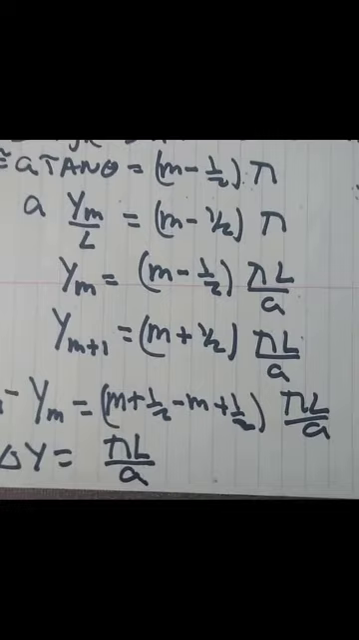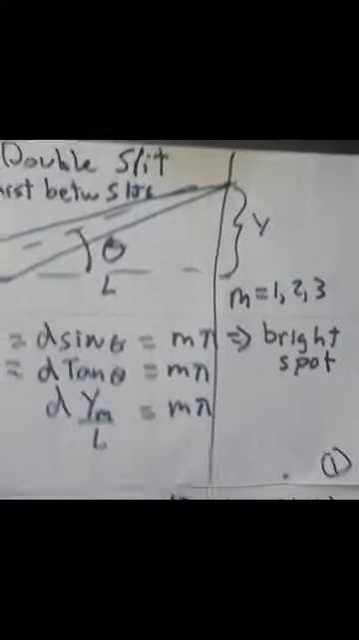And then the distance between the bright spots for a single slit is lambda L over a. And this is that calculation. Now, these calculations are all in your textbook, so I'm just doing them as a courtesy. But you're supposed to be seeing this in your text.